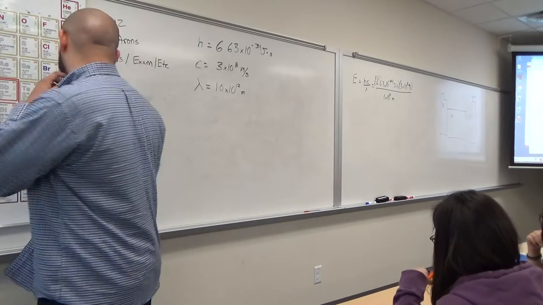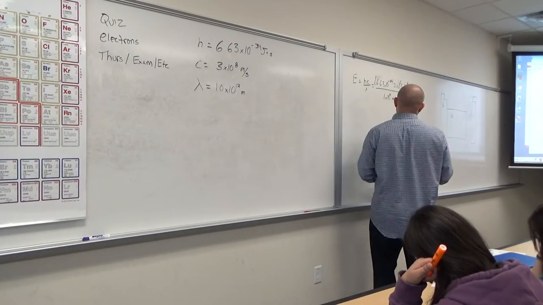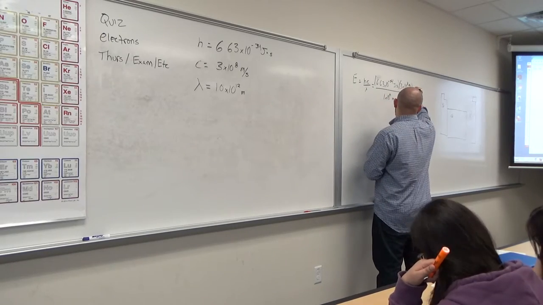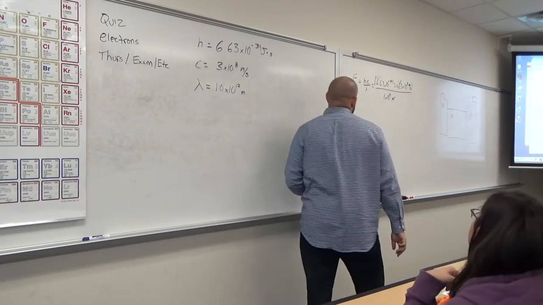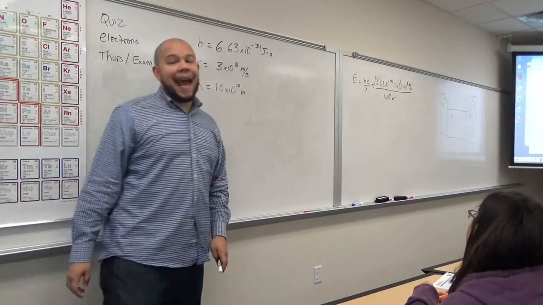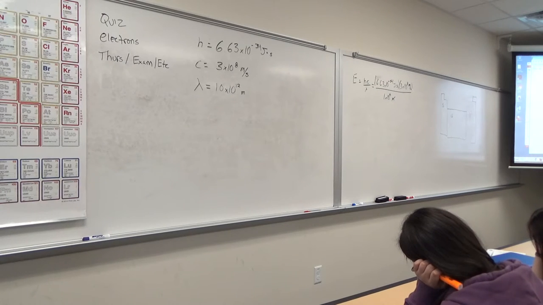Plug that into the calculator. You're going to leave yourself with units of joules. Everything else is canceling. Seconds, gone. Meters, gone. Joules, which is an energy unit, and that will tell us how energetic this particular light of this particular wavelength would be. Anybody got a number for that?